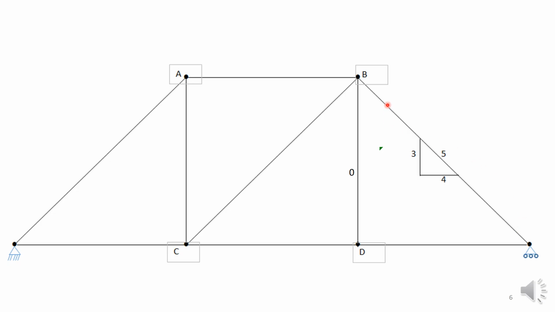The slope of AB is 3 vertical to 4 horizontal, so it forms a 3, 4, 5 triangle. These members are symmetric about this line and about the center, so these other diagonals have the same slope.